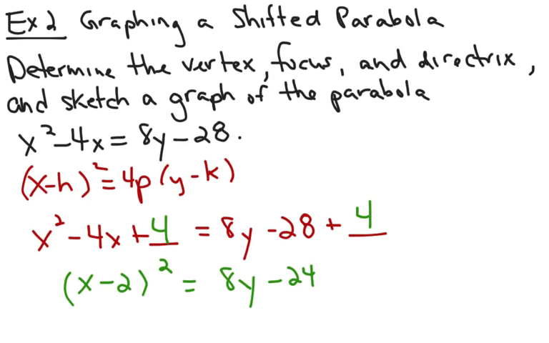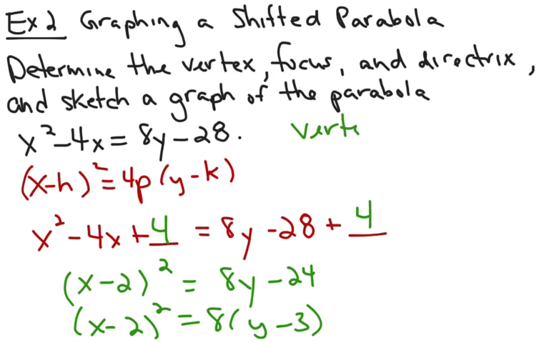But we have to do one additional thing. We have to take out 4p. In other words, we have to factor the right-hand side so the coefficient in front of y is 1. Well, that's easy. All I have to do is factor out an 8. So now I know that this is a parabola that opens up because p is positive. I can find the vertex. The vertex is at (h, k), so it's at (2, 3).